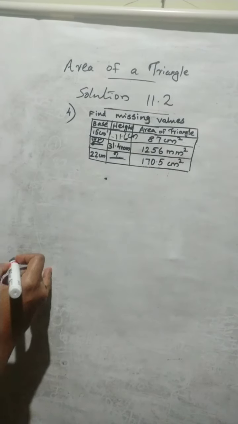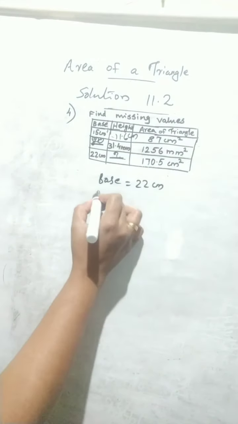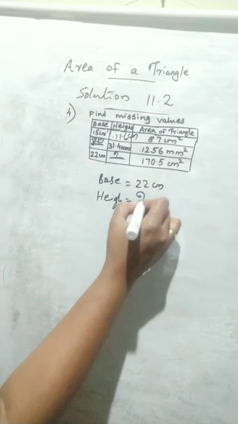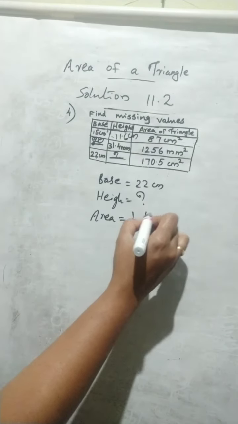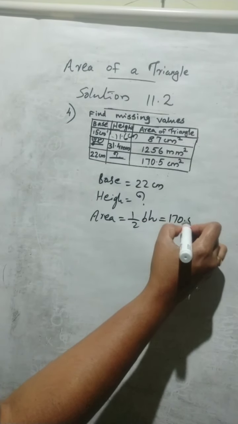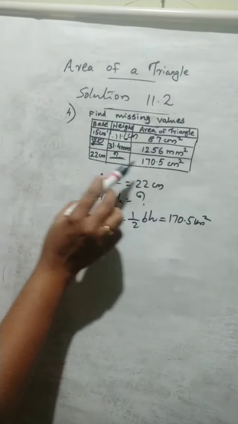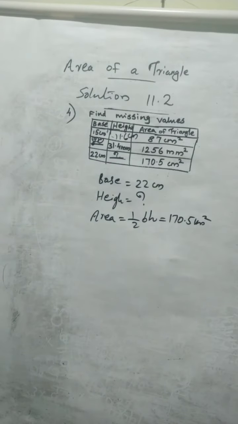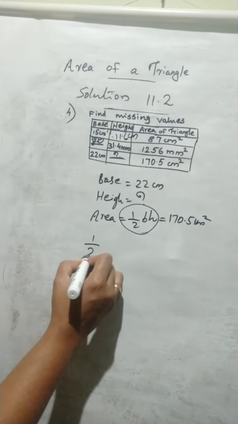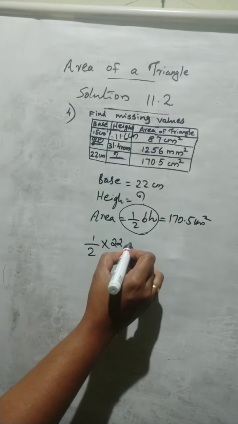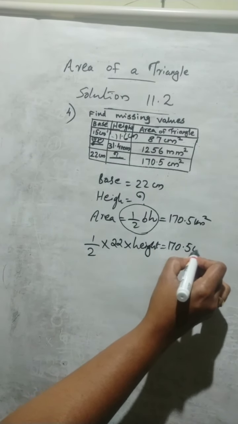For this question number C, base is given, that is equal to 22 centimeter. We don't know the height. We have to find what the height is equal to. Then area is given. Area is equal to half base height, that is equal to 170.5 centimeter squared. So what is given here? Height, base and area are given. We have to substitute these values in this equation. That is 1 by 2 times base 22 multiplied by height is equal to 170.5 centimeter squared.